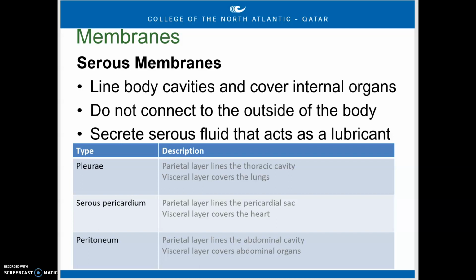If we look at the serous pericardium, you're always going to think of the cardiovascular system, so probably the heart. And in this case, the parietal layer of the serous pericardium will cover the pericardial sac, which is the membrane that covers the heart. And then the visceral layer is actually in contact with or covers the outside of the heart. And then we get the peritoneum.